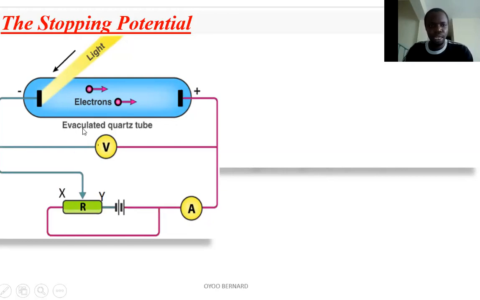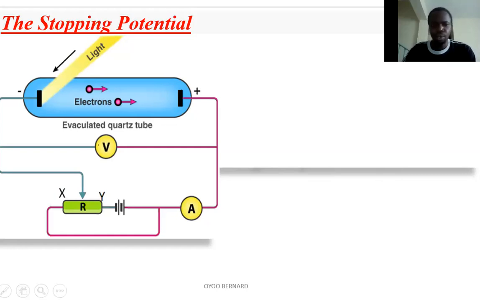So it is highly evacuated. It should be an evacuated quartz tube. Evacuated, meaning that you drain air out of it, so there shouldn't be air inside the tube. The reason for that is so that you minimize the collisions between the air molecules and the electrons, because that will in turn affect the energy of those electrons. So it might deprive them of the energy that they need to reach this other plate.